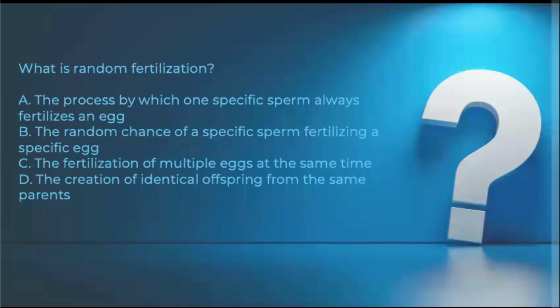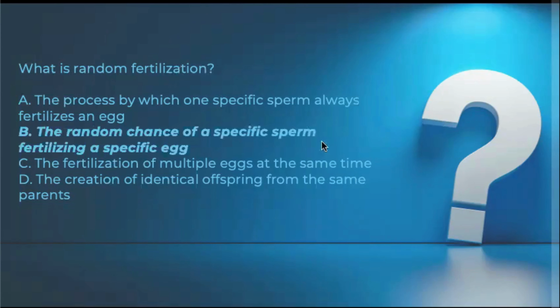Okay, so let's try to conquer a quiz question. Take a moment, pause the screen here, review the question, and then unpause once completed. Now that you're done reviewing the question, let's review it together. It says, what is random fertilization? Is it A, the process by which one sperm always fertilizes an egg? B, is it a random chance of specific sperm fertilizing a specific egg? Is it C, the fertilization of multiple eggs at the same time? And D, the creation of identical offspring from the same parents?